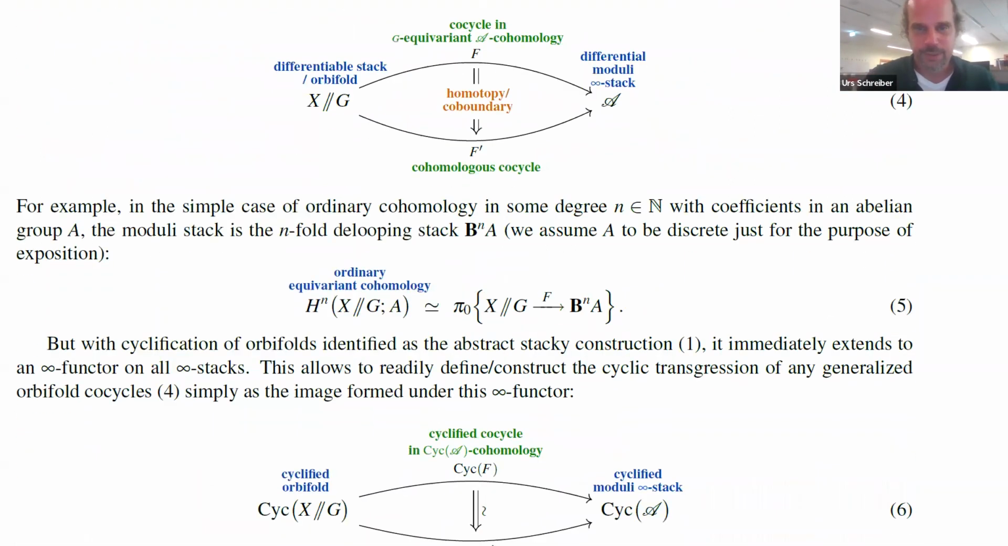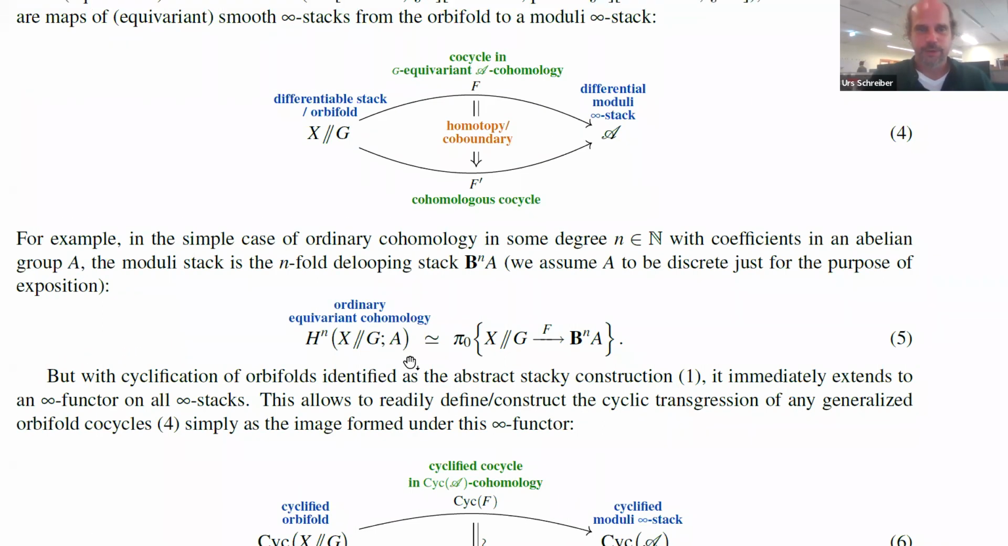Maybe I should show an example next year. So for instance, ordinary cohomology with coefficients in some abelian group is represented by a space, which in my funny notation, ordinarily called an Eilenberg-MacLane space and written K-A-N, I write as B^n A, because it's the n-fold delooping of the abelian group. I'm assuming the abelian group is discrete just to cut some corners; all this can be generalized.